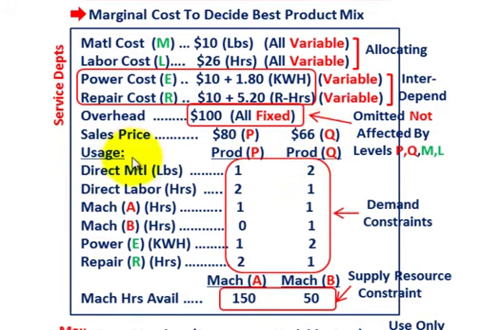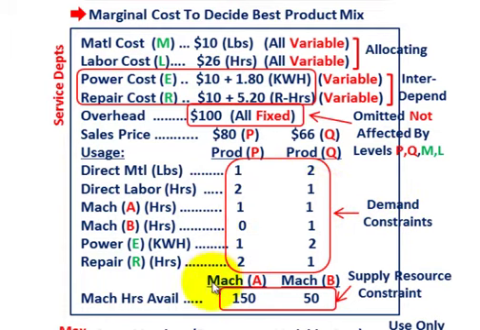They're going to have some usage for direct labor and direct materials. And then you're going to have machinery hours as well, machine A and machine B, that those products are going to go through, and there's going to be some usage there. And this is what we're going to be looking at, this power and this repair. There's going to be usages here, and those are the demand constraints. And I'm just showing them on a unit basis.